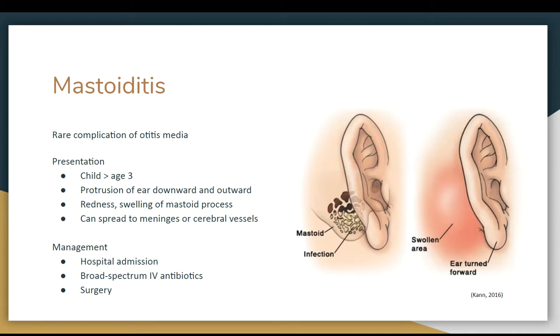This will cause swelling behind the ear and redness, and this will turn the ear and protrude it forward and downward and outward. This can actually end up becoming very, very complicated, including spreading to the meninges or the cerebral blood vessels. So these patients need to be admitted with hospitalization. They need broad-spectrum antibiotics, and they may need surgery to create what's called a mastoid bowl, which is where they scoop out all those air cells behind the ear.